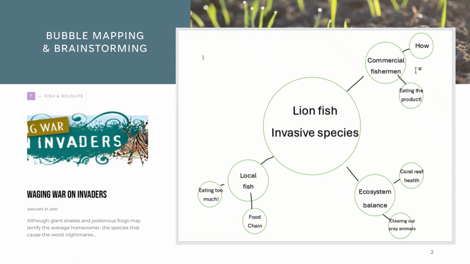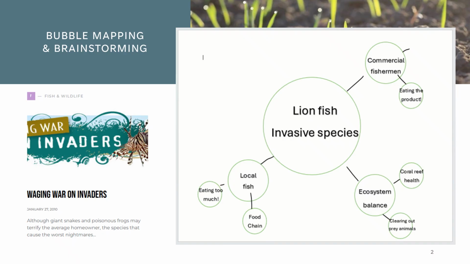Now, really, as far as commercial fishermen goes, I can't really think of another major example of where that could go. So I think we might only have one here. So I'm just going to go ahead and delete one of our arms. And so that leaves us with this spread of what we have.